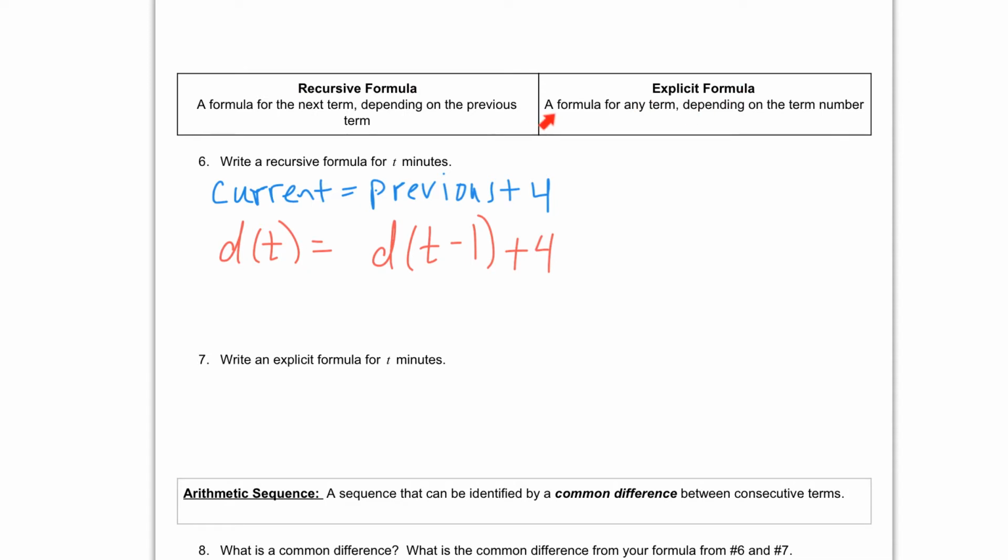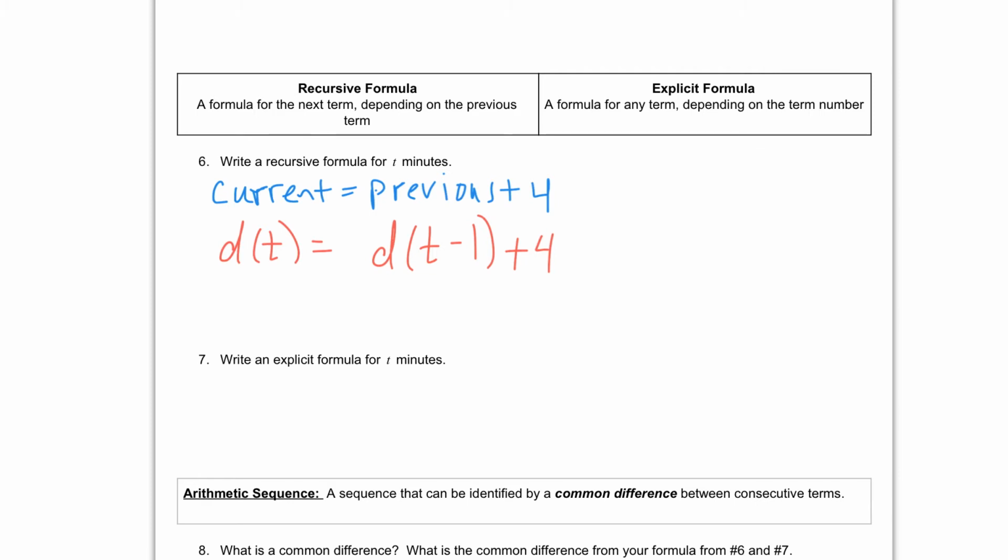So let's take a look at the definition of an explicit formula. An explicit formula is a formula for any term, depending on the term number. So really all you need to say is for a certain number of minutes, I want to know how many dots that I can have. Where in number 6, I can't do that unless I know the previous term. So thinking about our table from before, we would have to work our way down that table, always having the one before, and we're just adding 4 every single time.